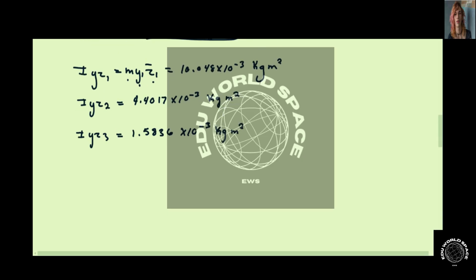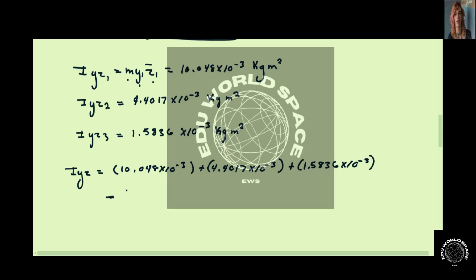And so your total, which is the one we're looking for, is just going to be all of these added up. So we have 10.048 times 10 to negative 3 plus 4.4017 times 10 to negative 3. We're just going to put parentheses. Plus 1.5836 times 10 to negative 3. And we will get 4.06 times 10 to negative 3 kilograms per meter squared.